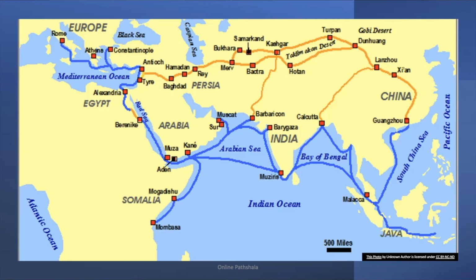Now, India's contacts with the world have continued through the ages, but the relationships through the land routes are much older than the maritime contact. Here in this picture, you can see that all the routes in blue are the sea routes, whereas all of these in orange are the land routes. And these have been very, very old.